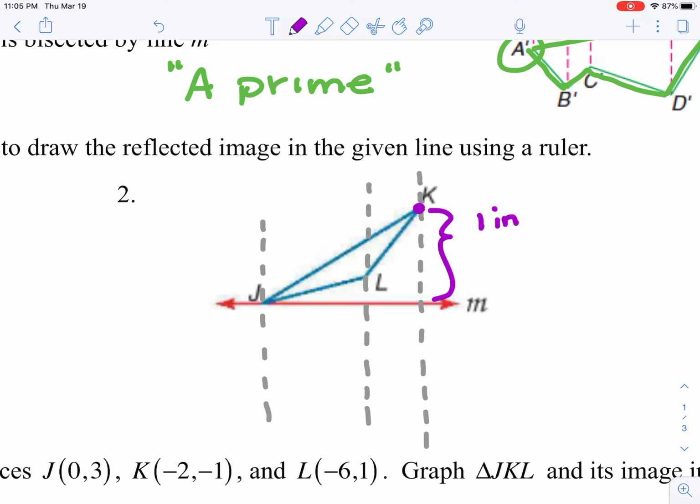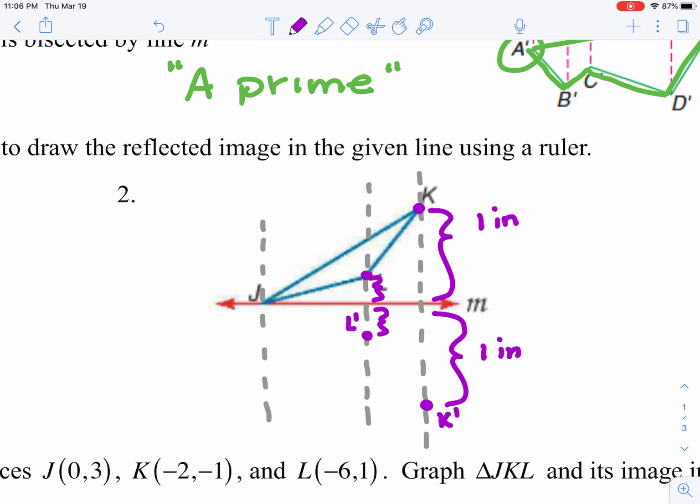To figure out where I would put K prime once the point is flipped over, I would measure that same distance, but on the opposite side of the line of reflection. So now I measure out 1 inch on the other side to find the placement of point K prime. That process gets repeated for each of the points. So now if I measure from point L to the line of reflection, perhaps that's 1/4 of an inch. I recreate that distance, that 1/4 of an inch, on the other side of the line of reflection to find L prime.